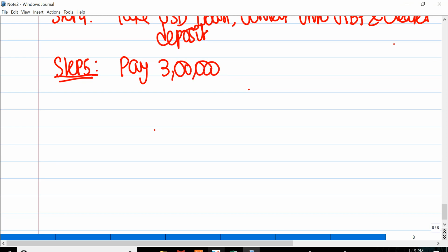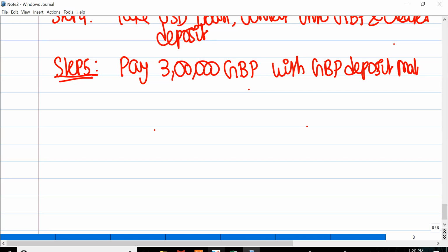Step 5 is you will pay this 3 lakh GBP by the receipts which are going to come. Pay 3 lakh GBP with GBP deposit maturity. I'm not explaining in detail. I've done this 4th or the 5th time today, so it should be clear to you guys.